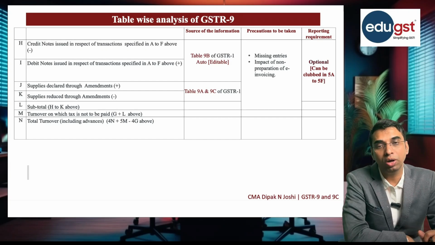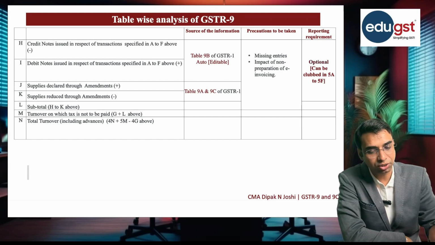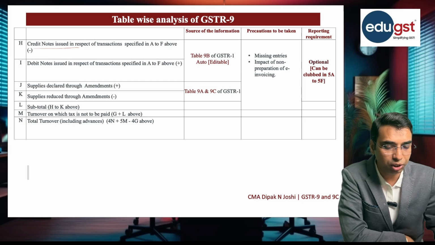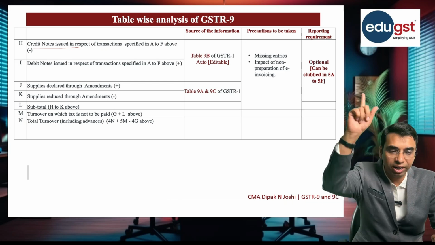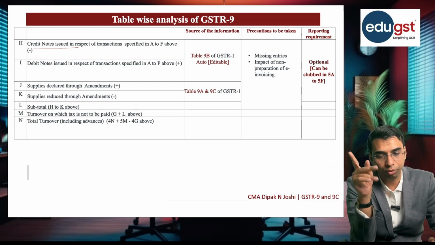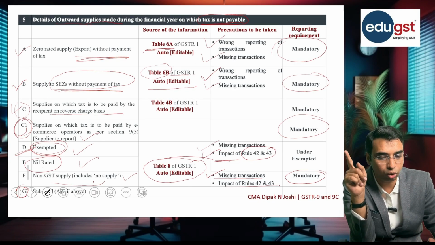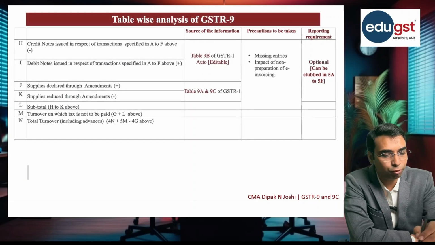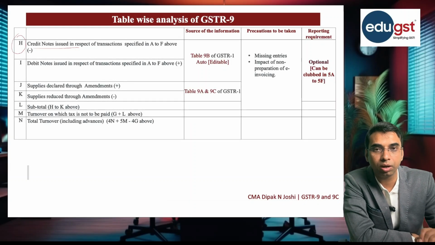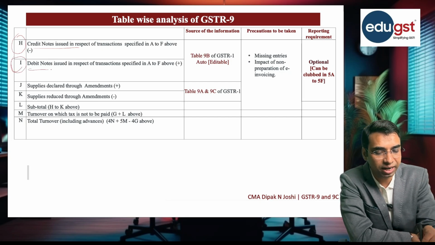Now table number 5H. Table number 5H is regarding credit note issued in respect of transactions specified in 5A to 5F. Whatever credit notes there are for 5A to 5F, that information will be auto-populated in table number 5H. Okay, similarly table number 5I is regarding debit note.